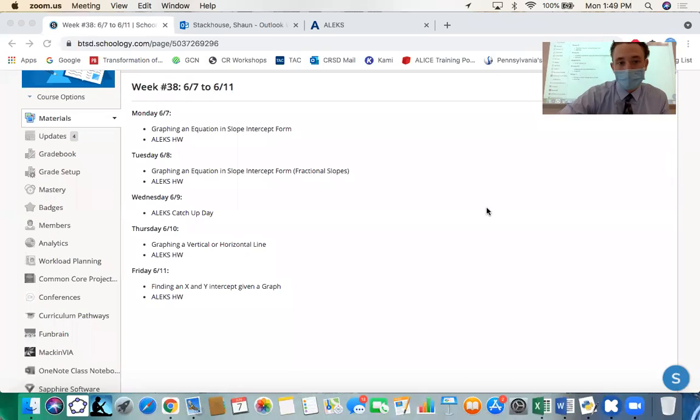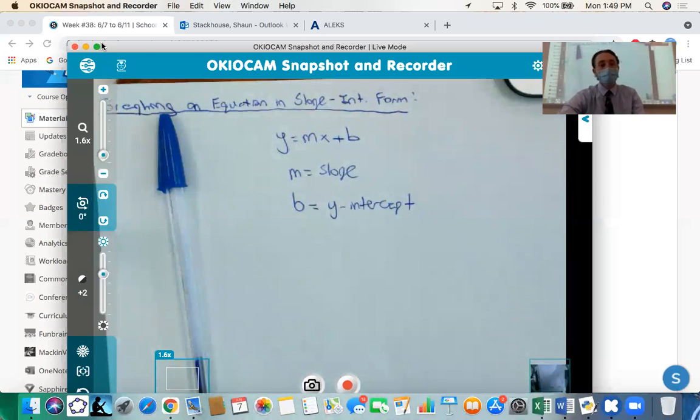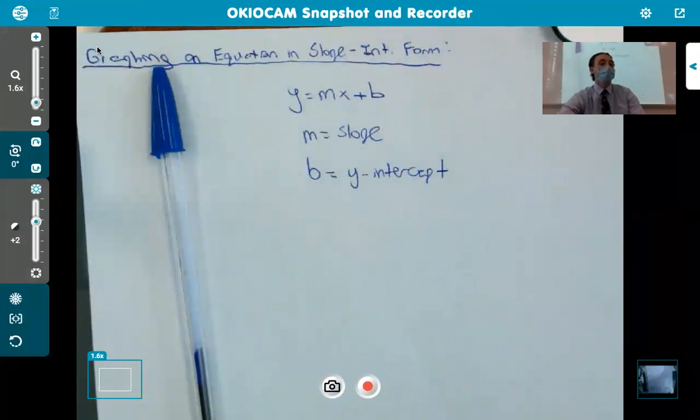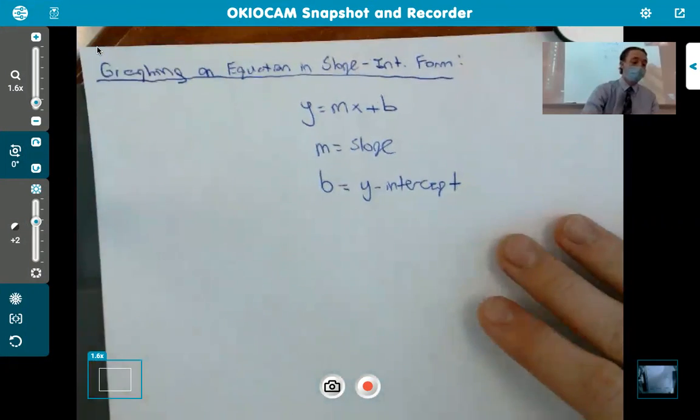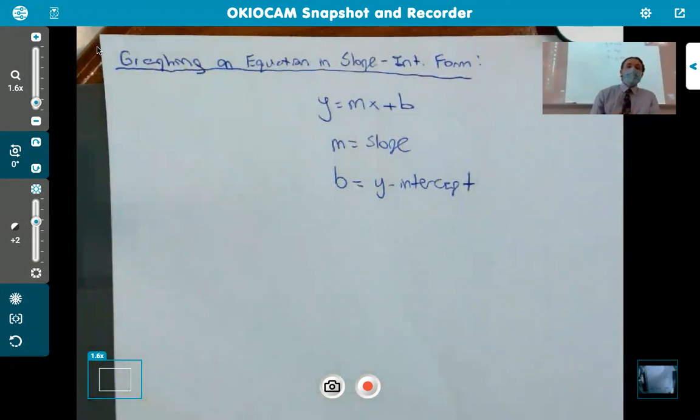Okay. Today's mini lesson, what we're going to be doing is what's called graphing an equation in slope-intercept form. Like I said, as I was introducing it earlier, this is a really interesting topic that we need to make sure we understand for moving forward in our other math classes. It's a really important topic as it relates to graphing.